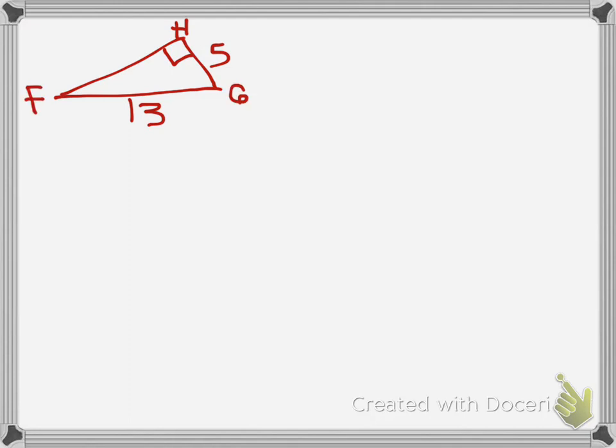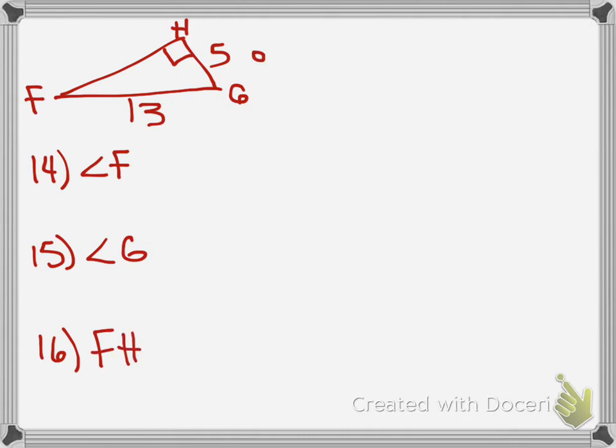Alright, here we go, 13 over 5. I got two angles. I want to find two angles, and I want to find the third side. Okay, so here we go. Notice in reference to angle F, since they asked for angle F first, I'm going to use F. 5 is the opposite, 13 is the hypotenuse.